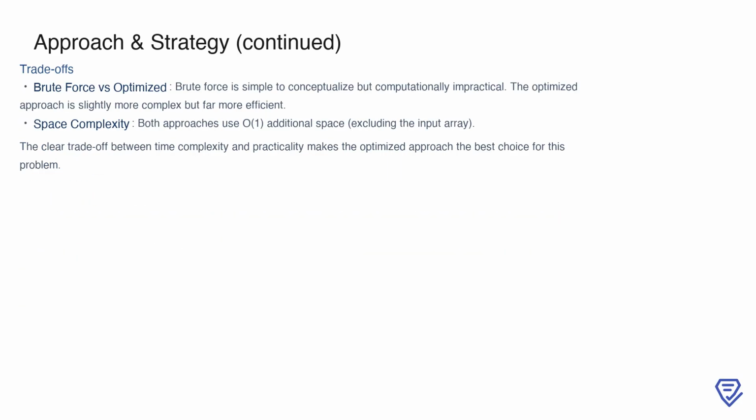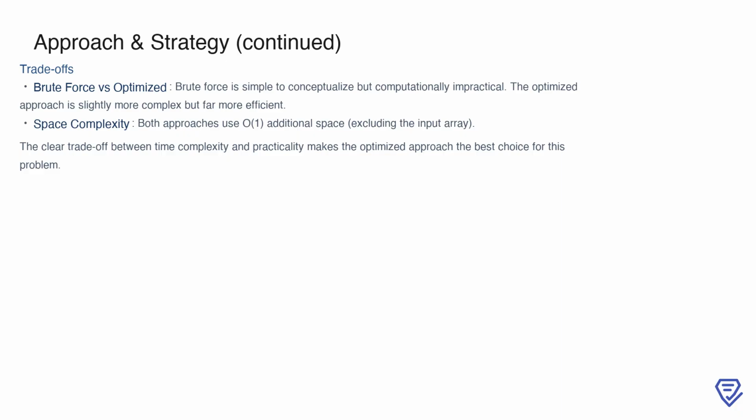When comparing the brute force approach to the optimized one, the trade-offs become clear. While brute force is easier to conceptualize, its n cubed time complexity makes it completely impractical for large inputs. The optimized approach, on the other hand, is slightly more complex in terms of logic but achieves a time complexity of n log n, thanks to sorting the array, which makes it much more efficient for larger datasets.